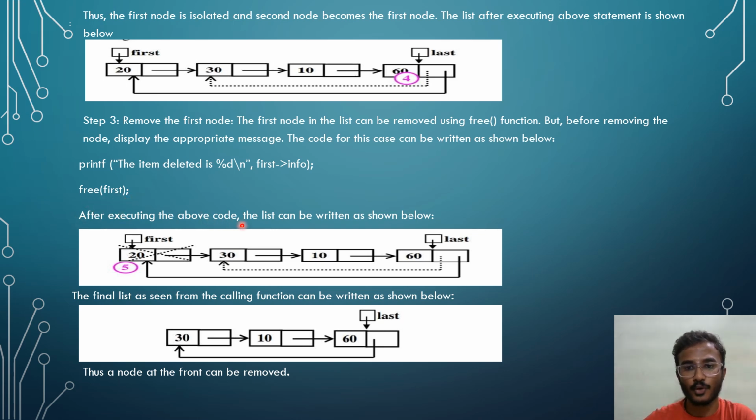After executing the above code, the list can be written as shown below. Here we are removing the first node at the front end. Then this node becomes the first node. The final list as seen from the calling function can be written as shown below. Here a node at the front can be removed. This node is removed at the front end. This is the final linked list.